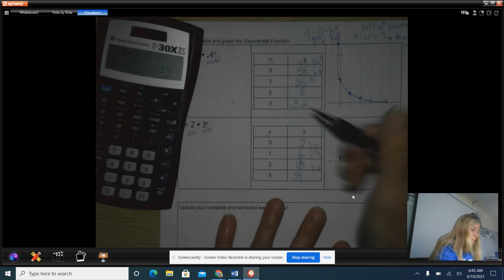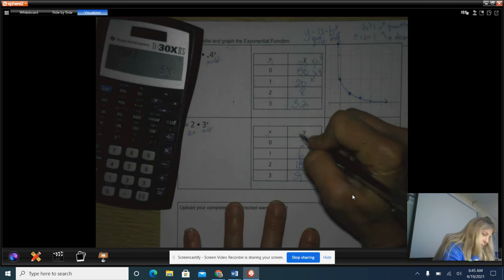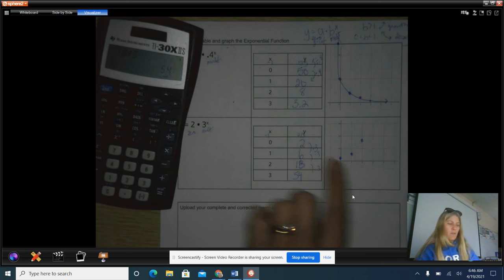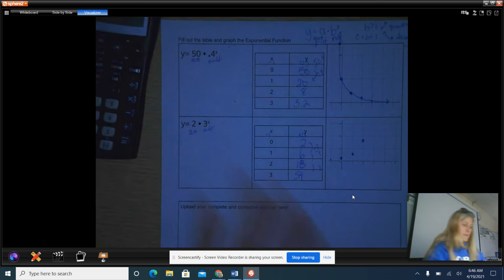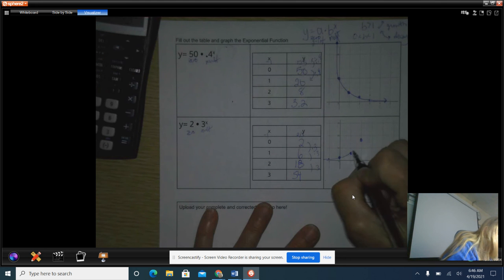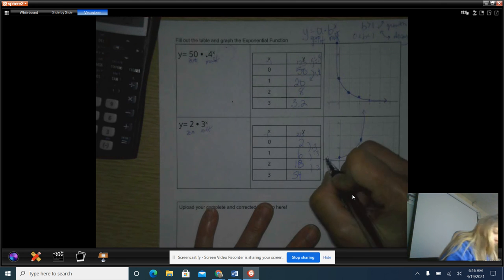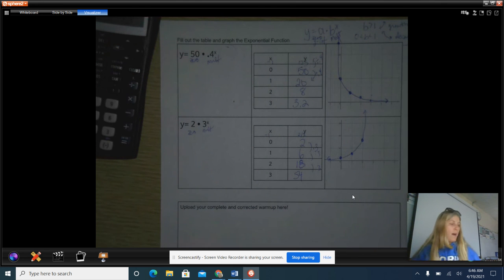I'm going to go ahead backwards, and 2 divided by 3 is 2/3. So I'm going to have -1, 2/3. And once again, same situation, that's not going to go below the axis. So we're going to make a smooth curve that doesn't go below the x-axis, and we know it's going to get really steep after this point. And this is our exponential curve, y equals 2 times 3 to the x power.